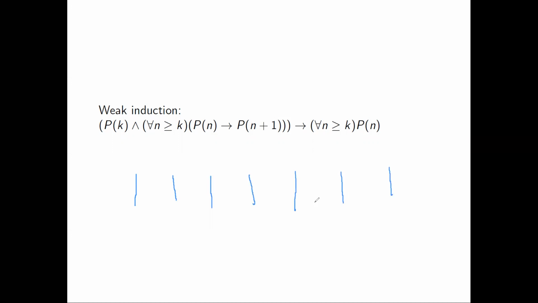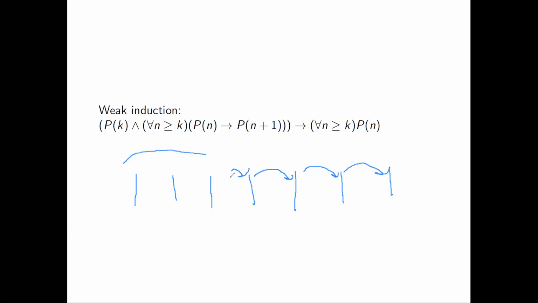But now, instead of flicking over the first domino, I'm just going to flick over the fourth one, let's say, if we're doing k equals 4. And now the fourth one will knock over the fifth one. And we'll position the fifth one so that it knocks over the sixth one the same way that the fourth one knocked over the fifth one, and so on.